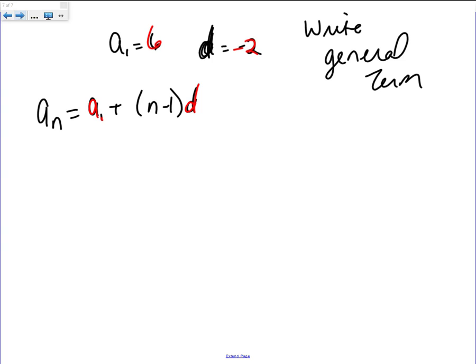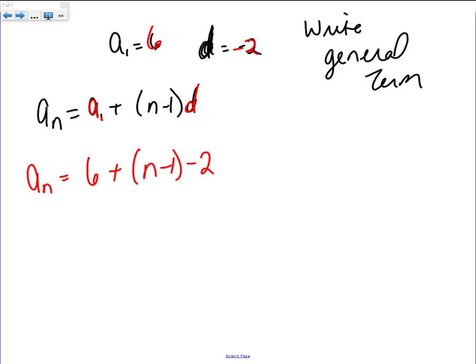I don't know what term I'm solving for. I don't know what number the term is that I'm trying to figure out. So we're not plugging anything else in. So the a sub n stays there. The n and the -1 are all going to have to stay in this problem. We're just going to substitute in those red pieces. So my new equation is a sub n is equal to 6 plus n minus 1 times d, and d is -2.